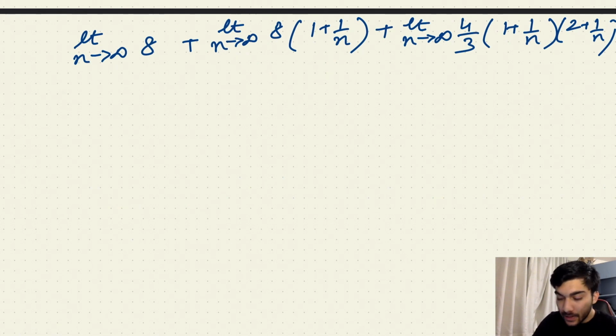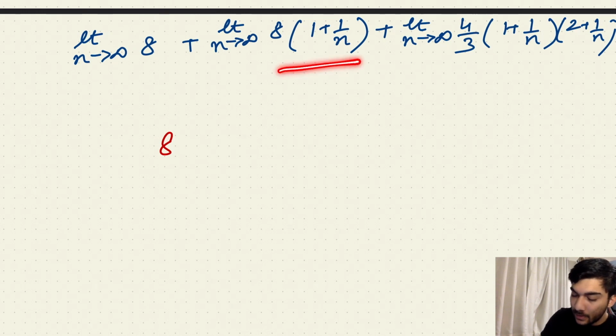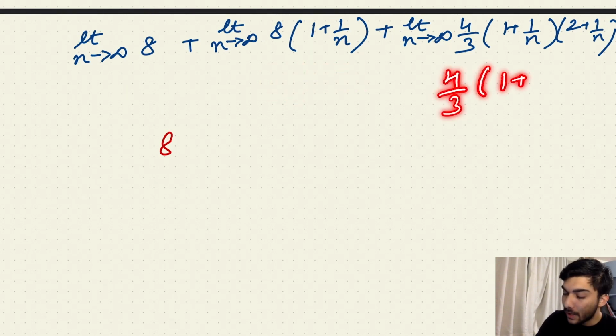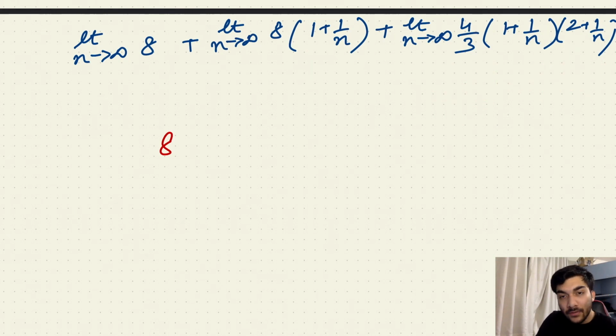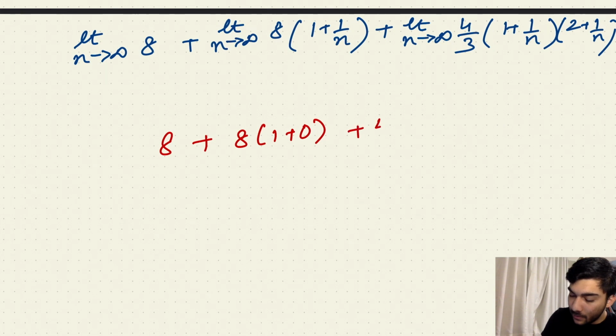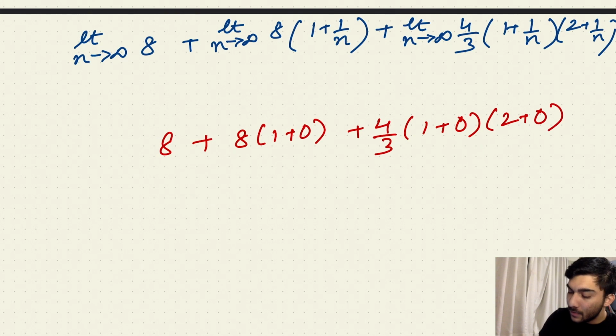And the rest of the process is pretty simple, right? Limit n tends to infinity for 8 is this. This limit would be 8 times 1 plus 0, right? And this limit would be 4 by 3 times 1 plus 0 times 2 plus 0, because limit n tends to infinity for 1 by n is 0. As n approaches infinity, 1 by n approaches 0, so that is why it's 0. So it would become 8 plus 8 times 1 plus 0. This would become 4 by 3 times 1 plus 0 times 2 plus 0.